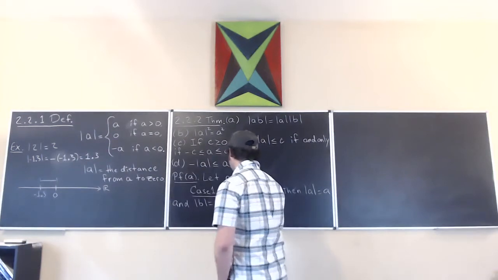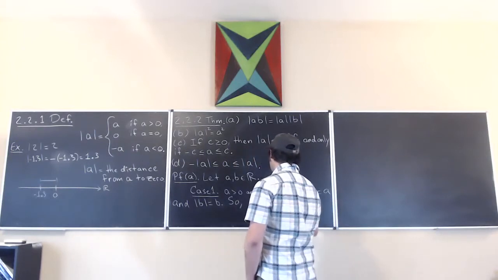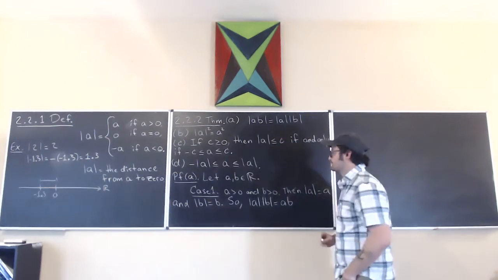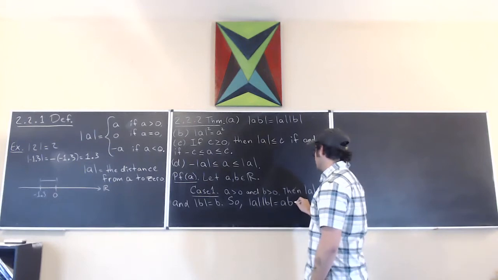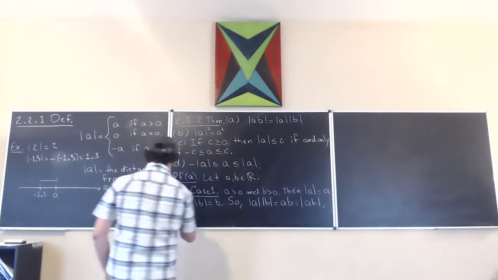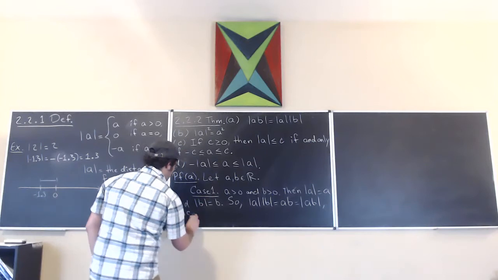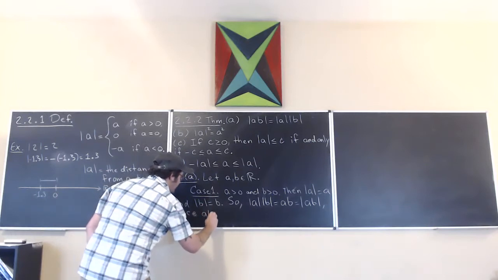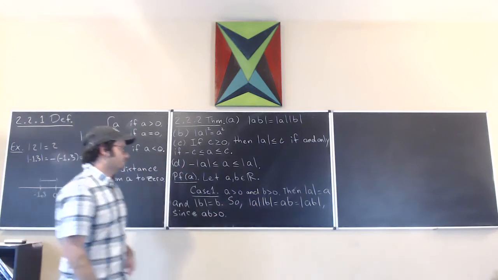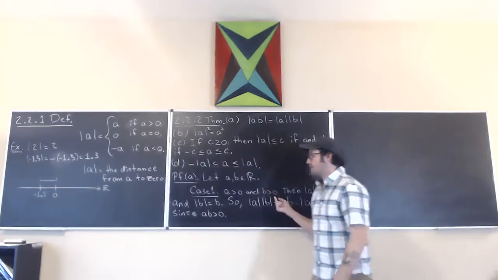So the absolute value of A times the absolute value of B is just equal to A times B, right? Which is going to be equal to the absolute value of A times B, since A times B is going to be greater than 0 in this case. So this equation here establishes part A when they're both positive.